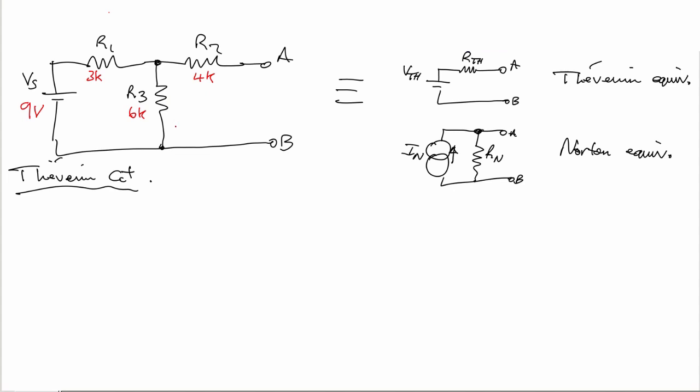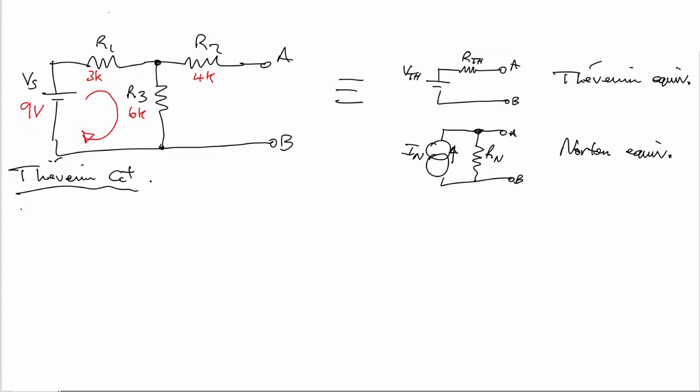What I want to be able to do is to say, what's the value of this VTH, the Thevenin voltage? Well, the Thevenin voltage is the voltage you'd see across A and B when there's no load across A and B. If there's no load across A and B, then this R2 is just sitting there, not doing very much in particular. So effectively, you've just got a series arrangement. You've got this battery supplying R1 and R3, which are in series, back to the other end of the battery.